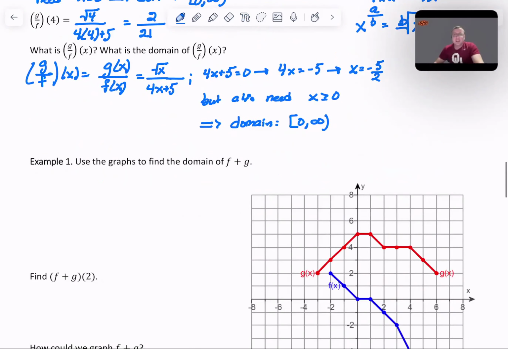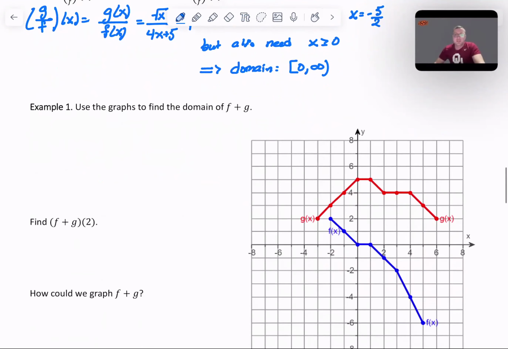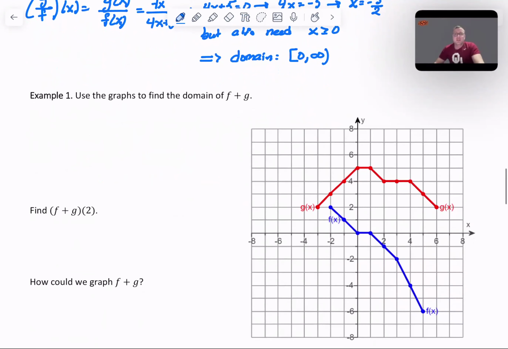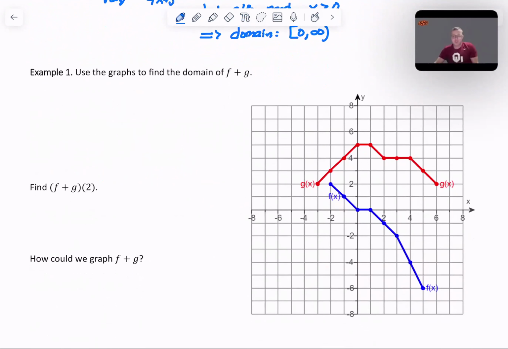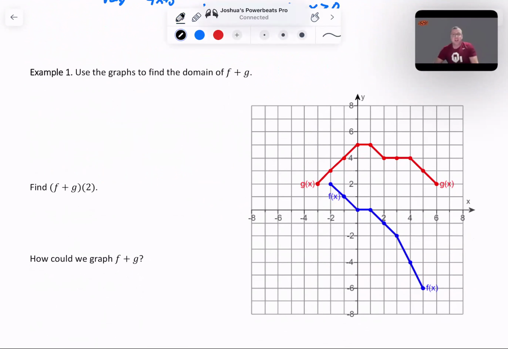Now this next one here is where people usually struggle. So it says use the graphs to find the domain of f plus g. So what we need to do is figure out where f and g are both defined. So f of x goes from -2 to 5. g of x goes from -5 to 7. So what pieces do they have in common?